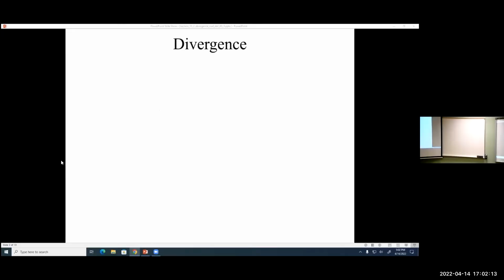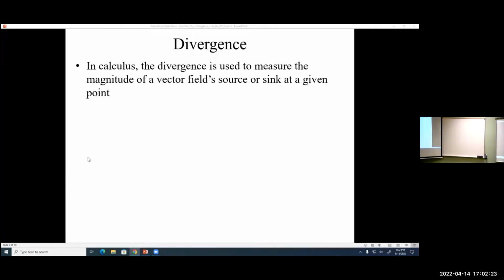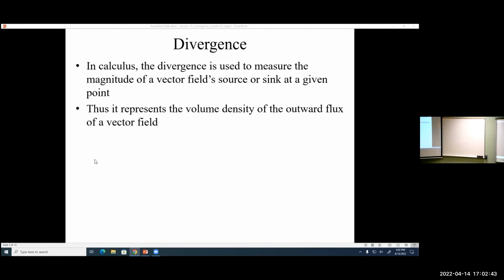All right, we've heard the term divergence before. This is a little bit different than the divergence we talked about in Calc 2 when we were looking at divergence of a sequence or series. In vector calculus, it's specifically used to measure, at any given point in a vector field, the magnitude and whether it's a source or a sink. We'll talk about what those mean shortly. Basically, it represents the volume density of the outward flux of a vector field at any given point.